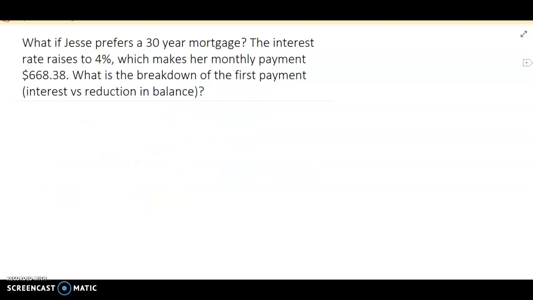Now, let's pretend that Jessie prefers a 30-year mortgage. Generally, with different mortgage terms, the length of a mortgage, the interest rate changes. So we're going to go up to a 4% interest rate. It makes her monthly payment less, right? When you lengthen the mortgage, your monthly payment is going to go down. But what is the breakdown of that first payment?